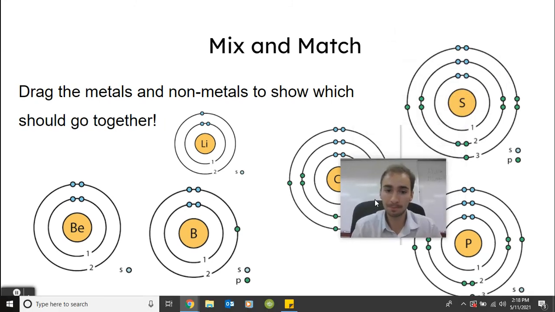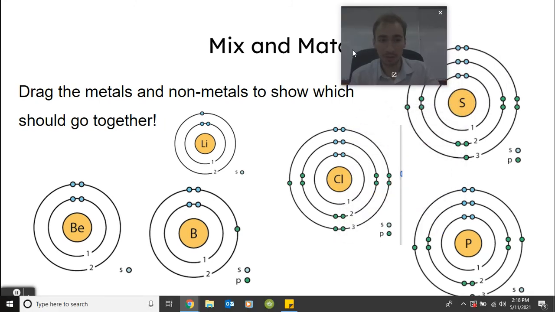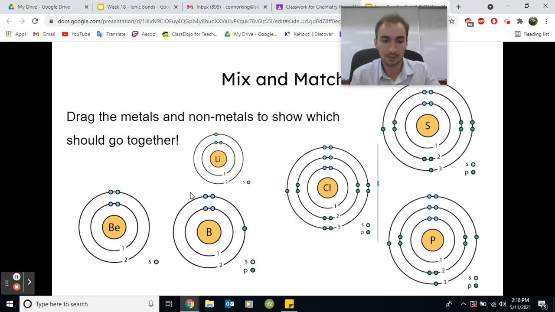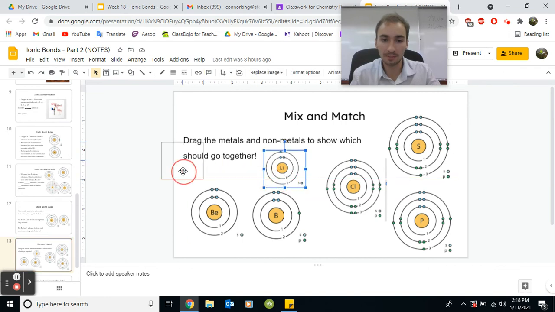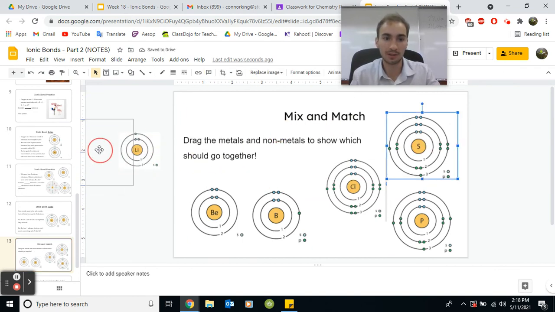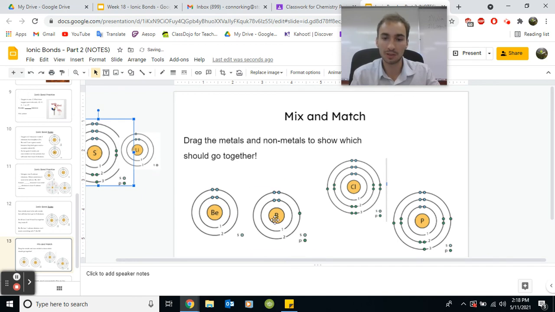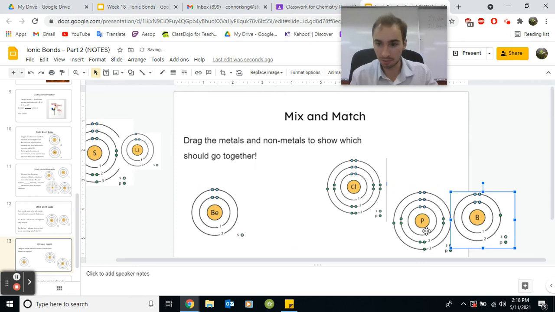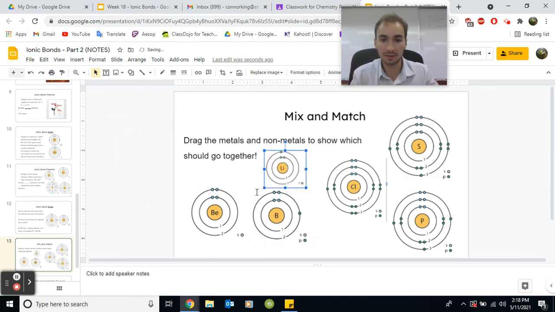Here's some practice here. What you're going to do is drag the metals together to show me which ones will go together naturally. So if you think lithium will go with sulfur, drag them here, just to show which ones go together. Those aren't the right answers, just to show. The metals are on the left. These are the metals, these are the non-metals. Figure out which ones will go together and put them together.